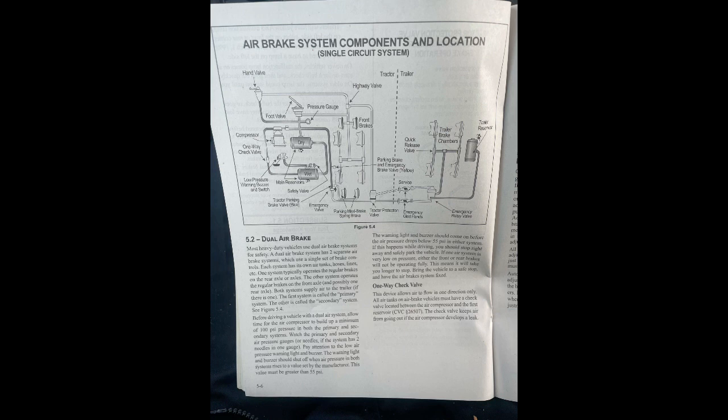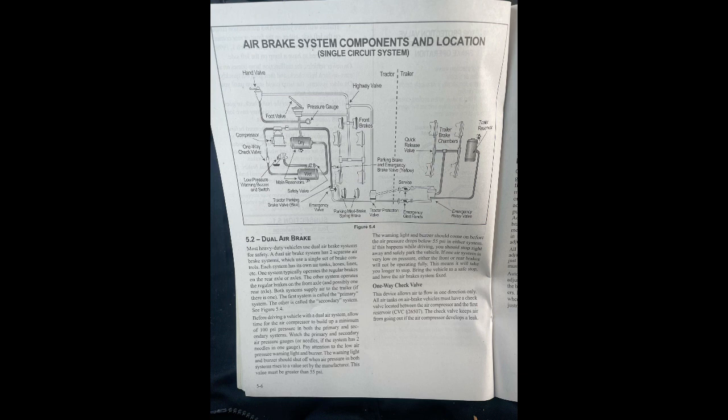5.2 Dual air brake. Most heavy-duty vehicles use dual air brake systems for safety. A dual air brake system has two separate air brake systems, which use a single set of brake controls. Each system has its own air tanks, hoses, lines, etc. One system typically operates the regular brakes on the rear axle or axles. The other system operates the regular brakes on the front axle, and possibly one rear axle. Both systems supply air to the trailer, if there is one.